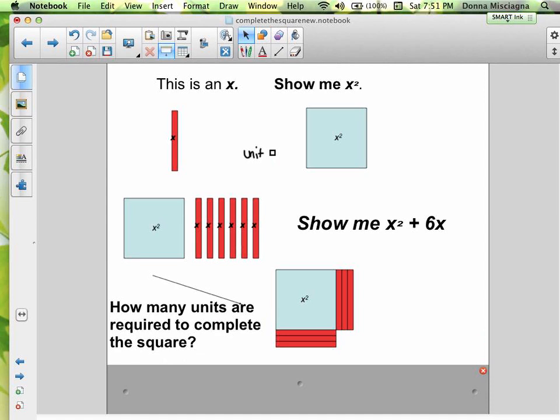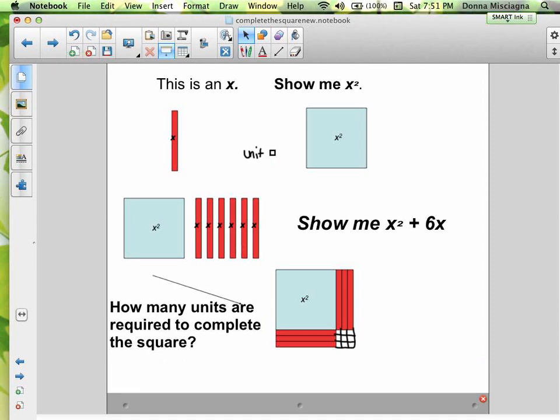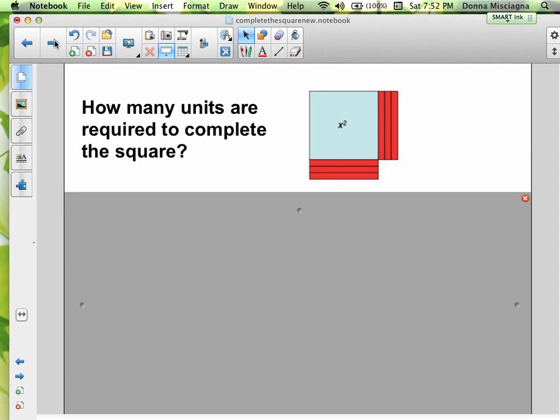All right, so let's take a look. If I put boundaries there on the edges, how many units do you see? Well, if you see 9, you are correct. Is it below or is it on the next page? It might be on the next page. So let's look at the next page. Yep, there it is. So how many units are required to complete the square?